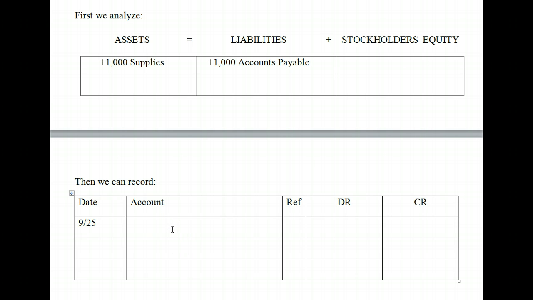All right, hopefully you paused and gave it your best. Let's talk about it. Supplies are going up. Supplies are on the left side. It's an asset. Do we debit or credit? We're going to debit our supplies, and we're going to debit it for $1,000. Okay? Now, accounts payable, it's on the right side of the transaction, and to increase on the right side, we need to credit the account. So our accounts payable is going to go up by 1,000. So how did you do practicing that transaction? Hopefully you were able to journalize.